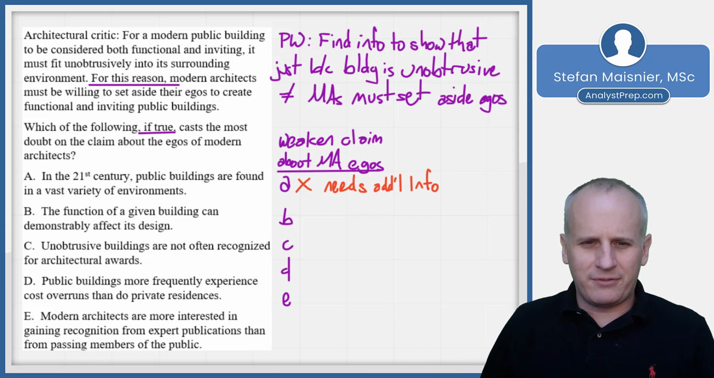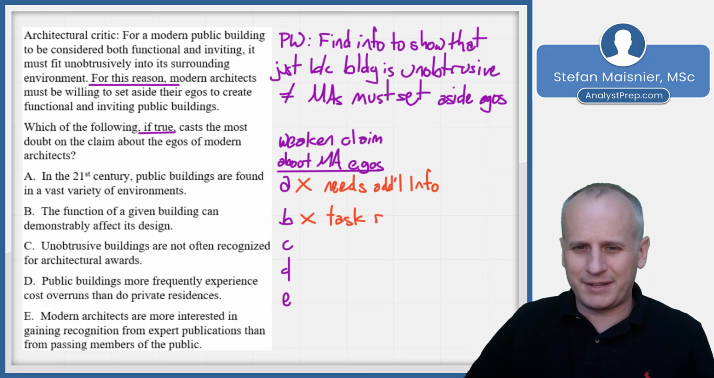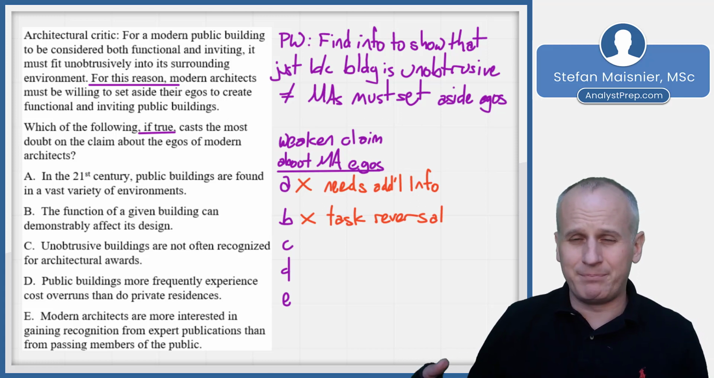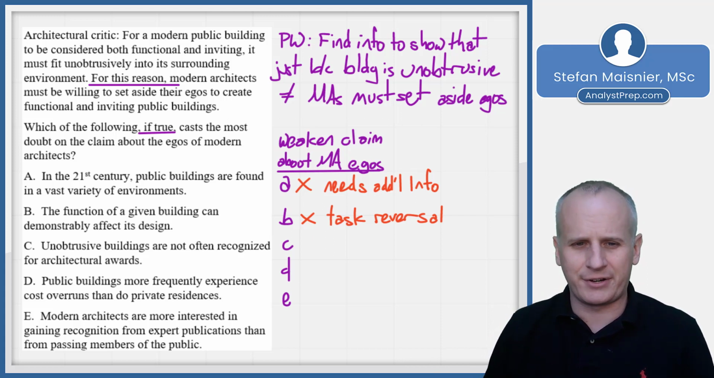The function of a given building can demonstrably affect its design. So that's saying that the building's function is going to affect the design. And if that is what affects the design, then it might be less so attributed to the modern architect. So if anything, this would be a task reversal. This makes it seem like they do have to set their egos aside because they're going to have to focus more on the function than trying to put in whatever details or style that they personally have themselves, the modern architects.